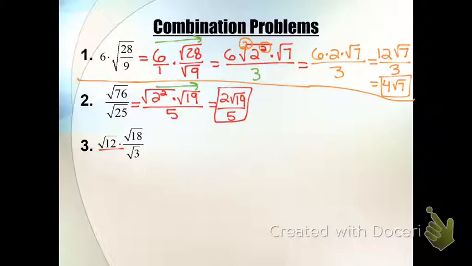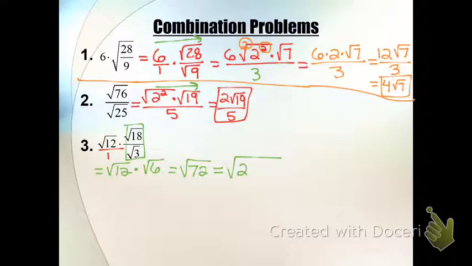Now my third question here, I'd want to see if anything reduces, and this time it does. This second fraction, 18 over 3 reduces to 6. So this becomes the square root of 12 times the square root of 6. And 12 times 6 is 72. And the prime factorization of 72 is 2 times 2 times 2 times 3 times 3.